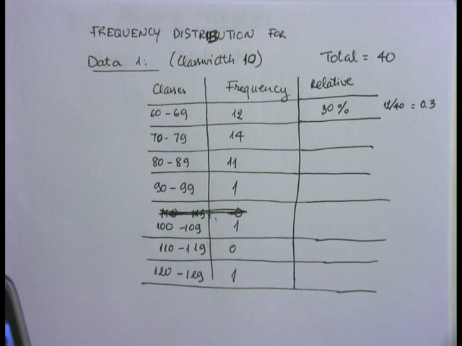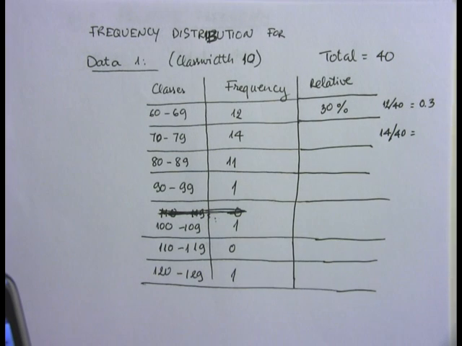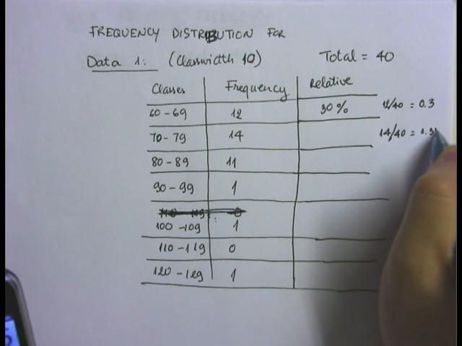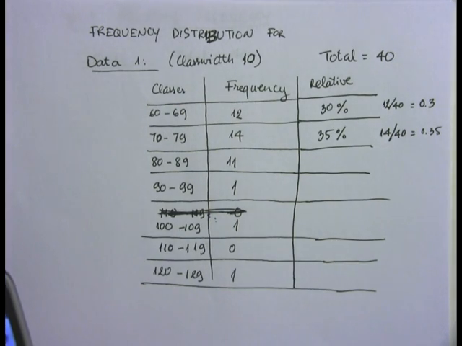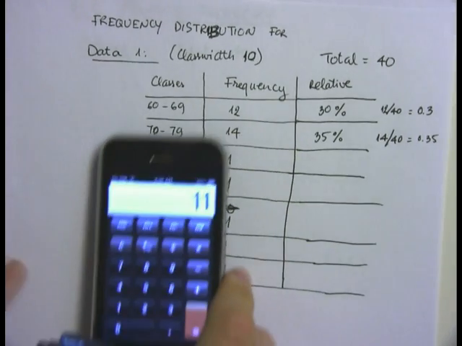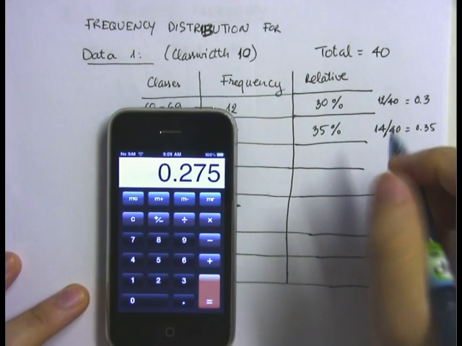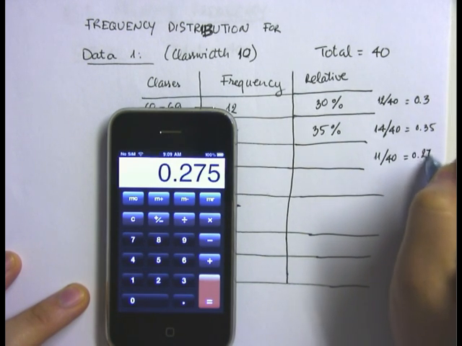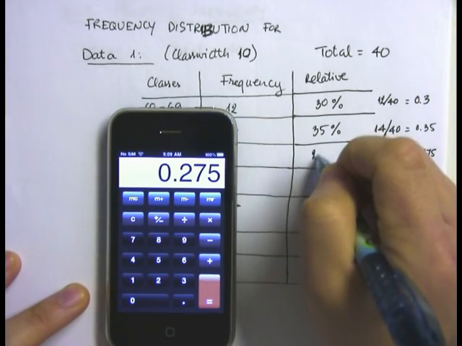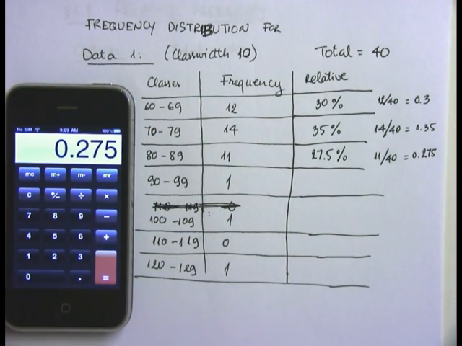So now 14 over 40 would be the same as 35%, or 0.35. So it's 35%, and then 11. You can see that 11 over 40, okay, 11 over 40 is the same as 0.275, or it's 27.5%.